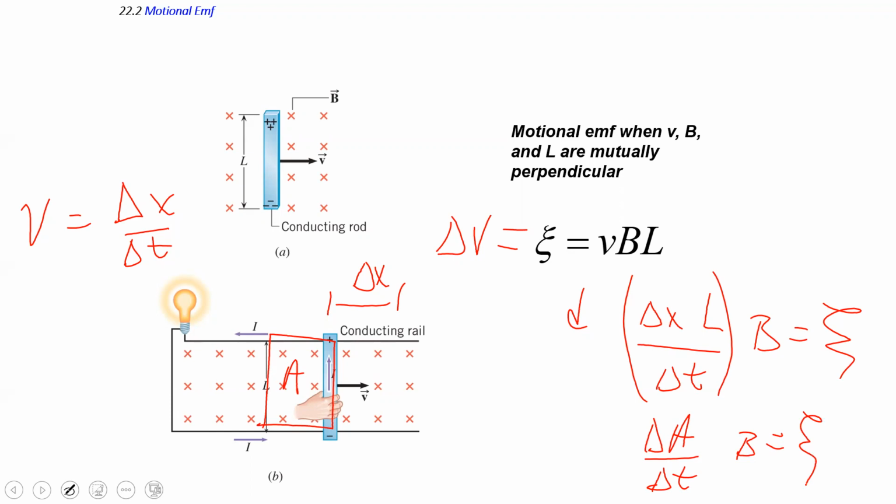What we've done is we've set up a loop. It has one turn. It goes through the bar, through the conducting rails, through the light, everything else. And now we've stretched it out. We've increased the area. And that increase in area causes more field lines, more magnetic flux to go through the loop of the circuit. And that's what causes the EMF.